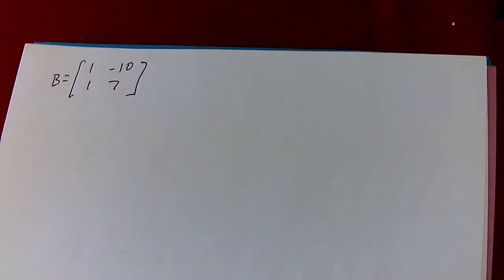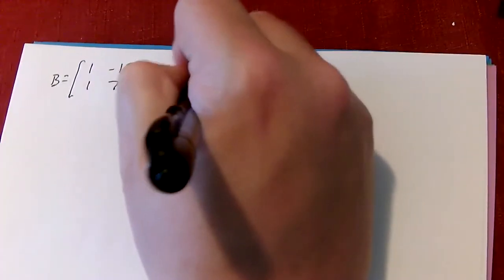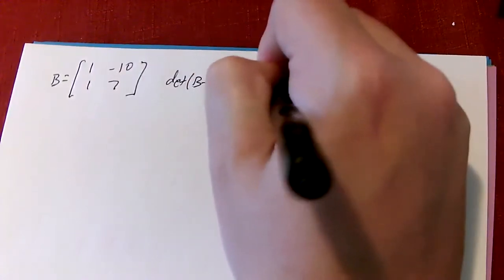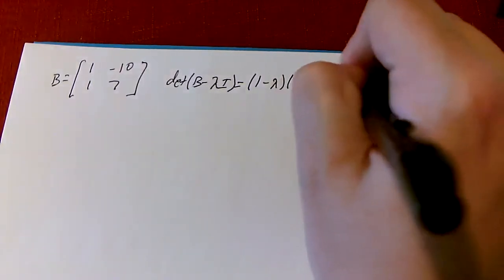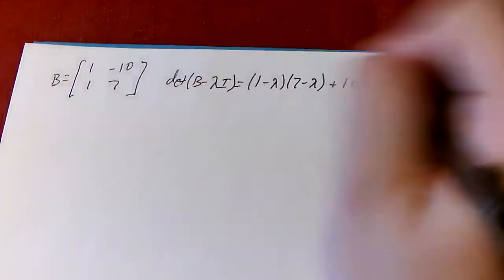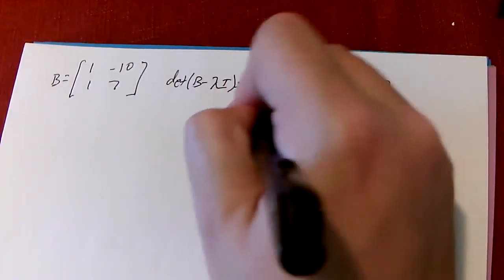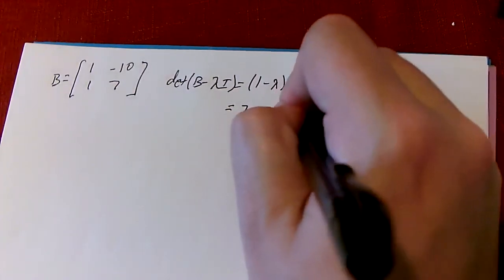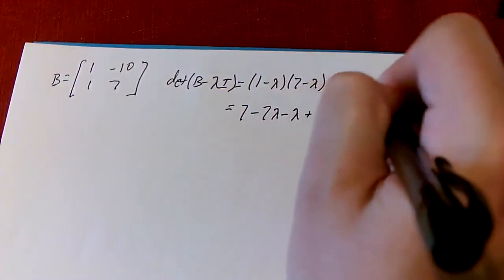There we go. Okay, so my determinant of B minus lambda I is going to be (1 minus lambda) times (7 minus lambda) plus 10. And again, we're setting that equal to 0. So we multiply. I'm going to have 7 minus 7 lambda minus 1 lambda plus lambda squared plus 10 equals 0.